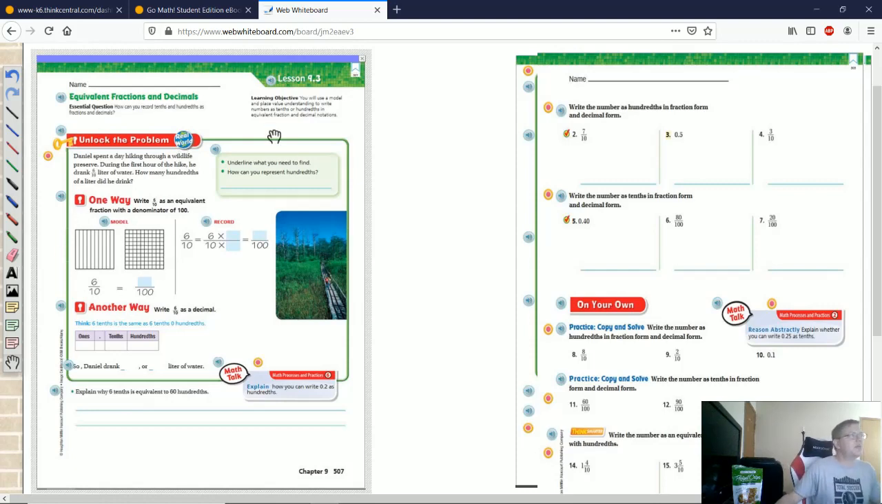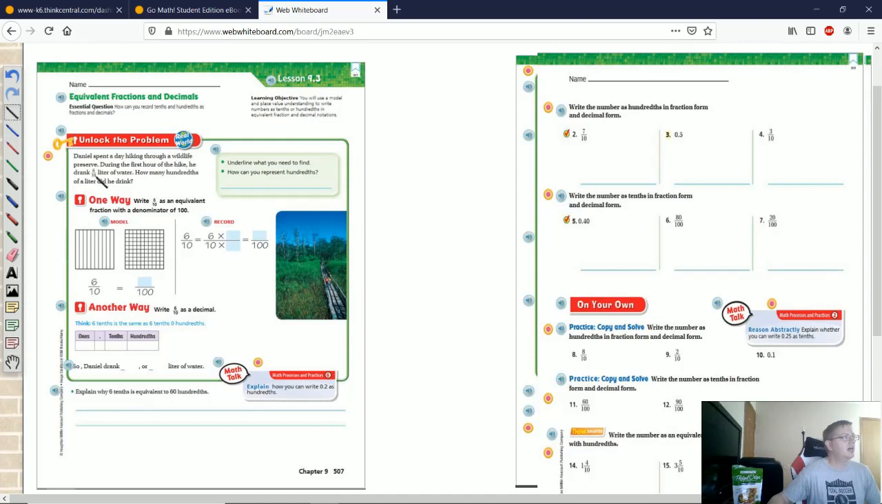So the first thing I want to do is unlock the problem. We are working with equivalent fractions and decimals. Daniel spent a day hiking through a wildlife preserve. During the first hour, he drank 6/10 of a liter of water. How many hundredths did he drink?